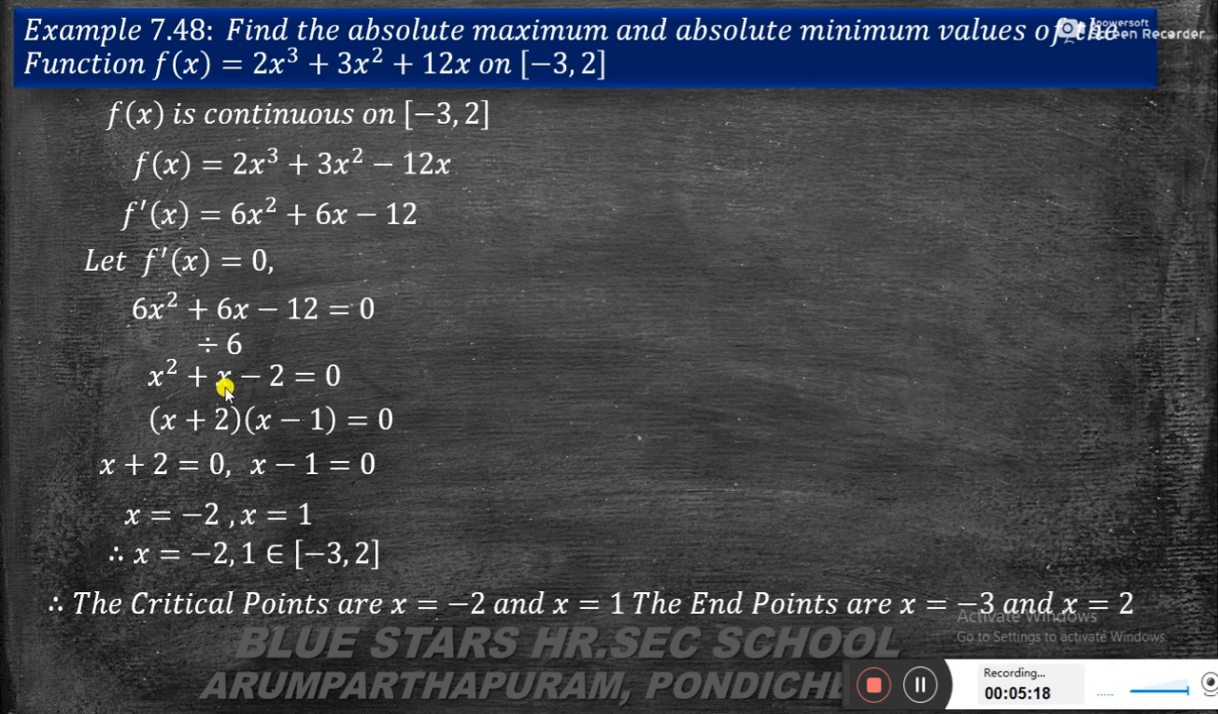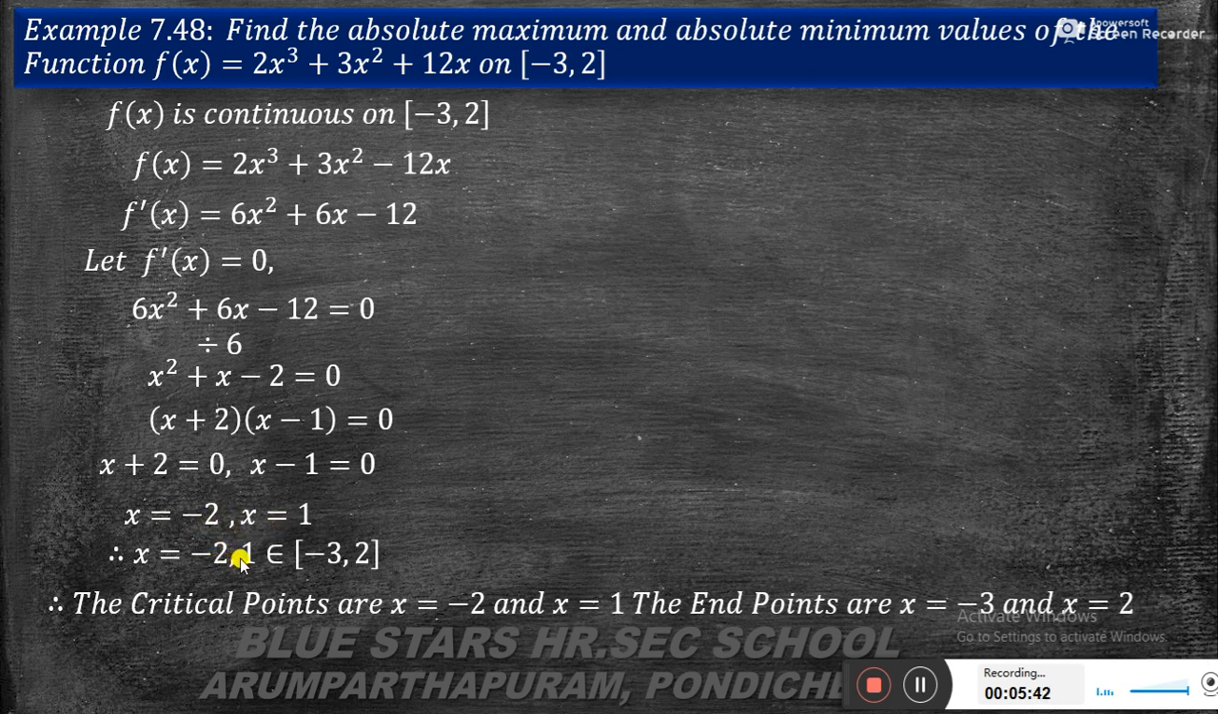Now I factorize this equation. That means I take the 2 and the minus 1. I add these two numbers, I get the answer 1. So next I multiply 2 and minus 1, I get the answer minus 2. So I factorize this equation as x plus 2 into x minus 1 equal to 0. The next step I take x plus 2 equal to 0, and the next factor x minus 1 equal to 0. So x equal to minus 2, 1.